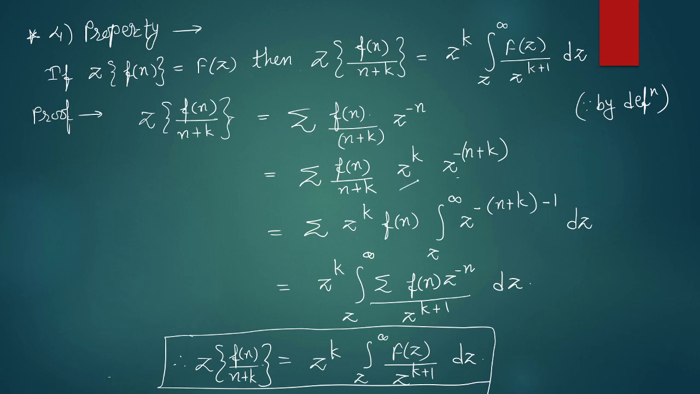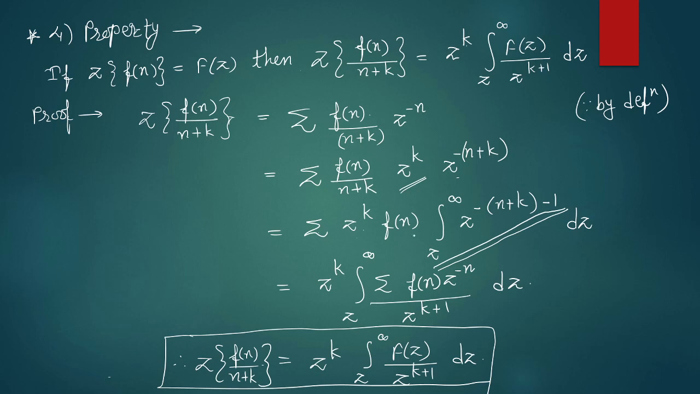Now we adjust the z to the power k and here the z to the power minus k term. Now here we write down this z to the power k, summation as it is, f of n as it is, and this z to the power minus n plus k plus 1 in terms of integration. Integration of this complete term is equal to this. Therefore, we write down integration z to infinity, z to the power minus n plus k minus 1.